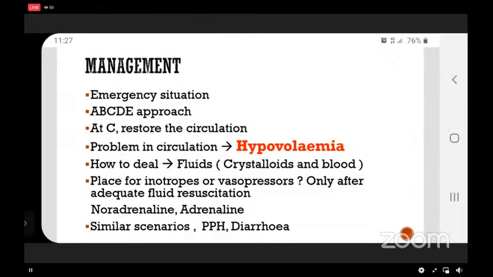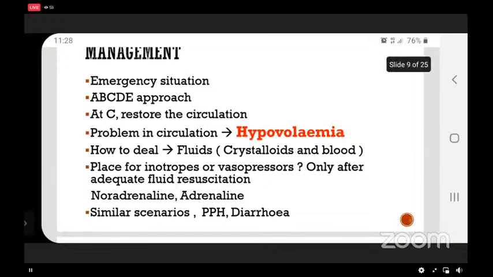So when there's an emergency situation, you have to call everybody for your help. You have to call your seniors. You have to call probably the theater. You have to call the radiologist, the anesthetist, or any person that you need to manage this patient. So in every emergency situation, you have to go by the ABCDE approach, the airway, breathing, circulation. And when you do that at circulation, at C, you identify the problem is with the circulation.